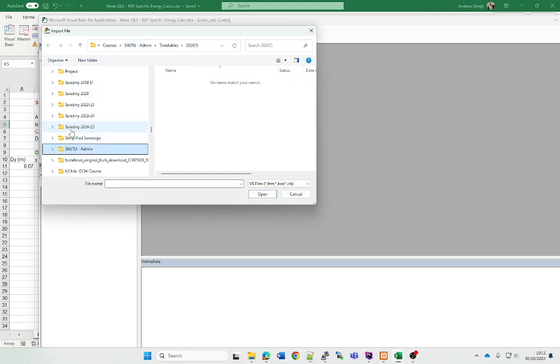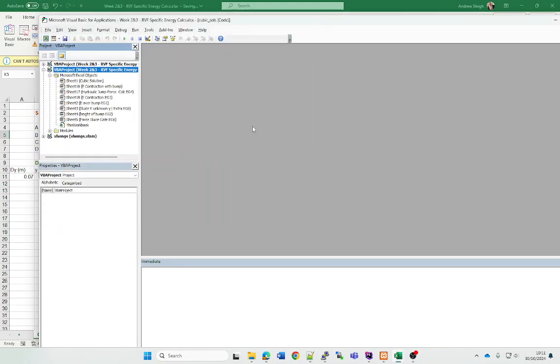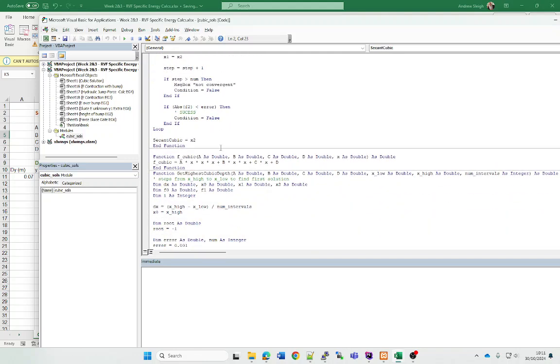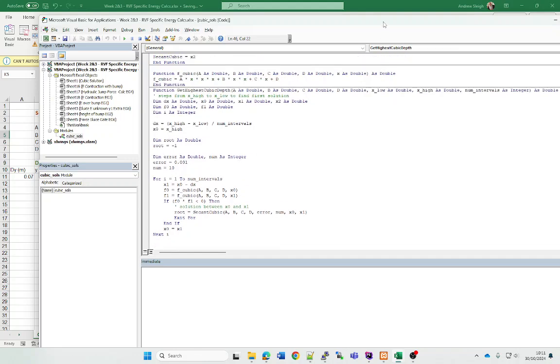It's in my courses. I've got a lot of courses. Let's find 3415. It's in my lectures 2425. Excel cubic sols.bas. So I'll find that .bas file, which I've unzipped from the zip. Open it. Not showing it on the screen here, but it's now appeared under this modules section. Click on modules, open it, double click to show, and now I see the secant cubic and the get highest cubic depth. Okay, that's all you need to do.